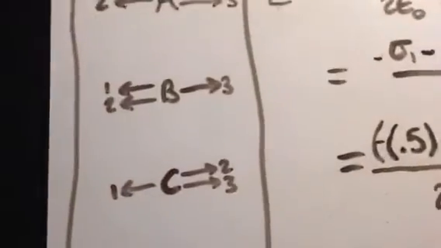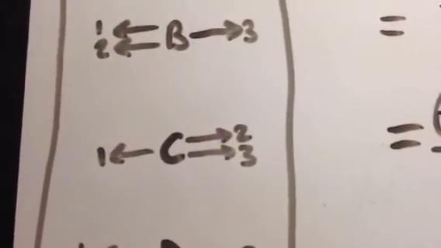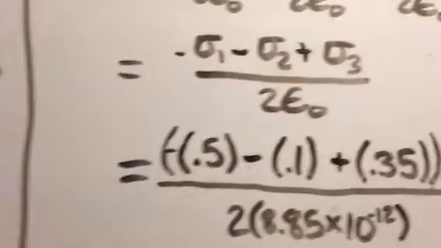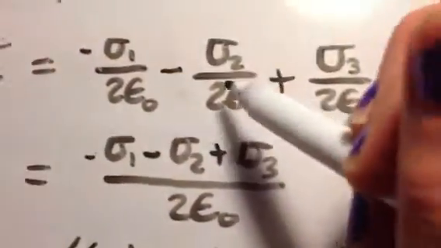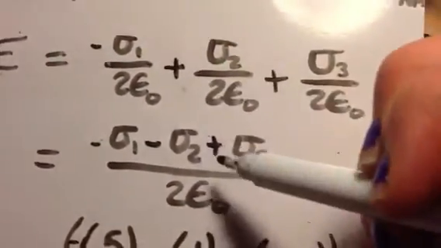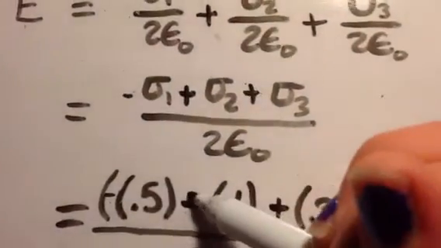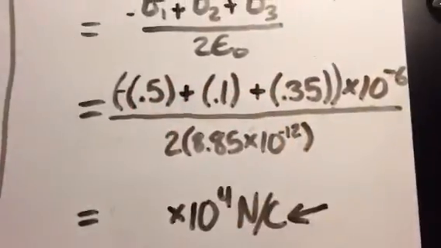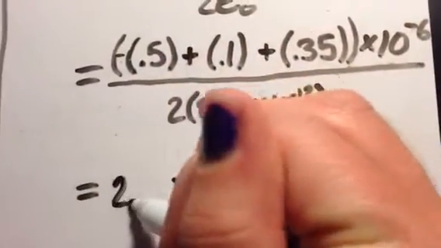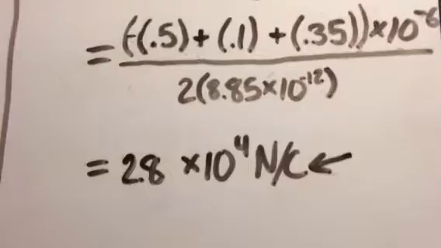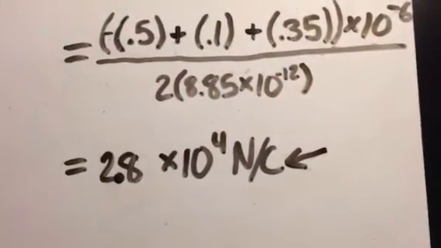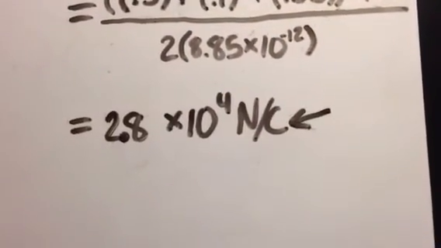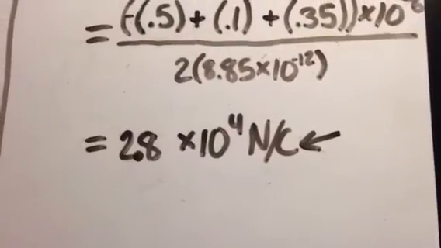We do the same thing for C. This time, we are subtracting plane 1, but adding planes 2 and 3. And this gives us the answer 2.8 times 10 to the 4th newtons per coulomb. And this is also in the direction to the left.